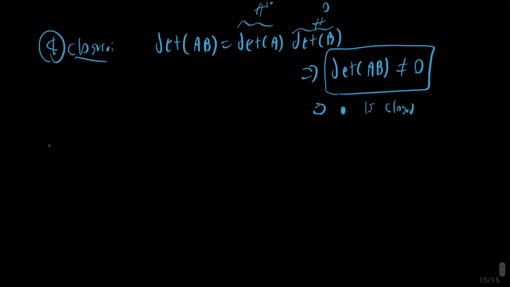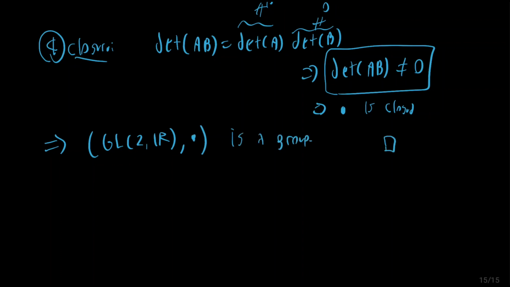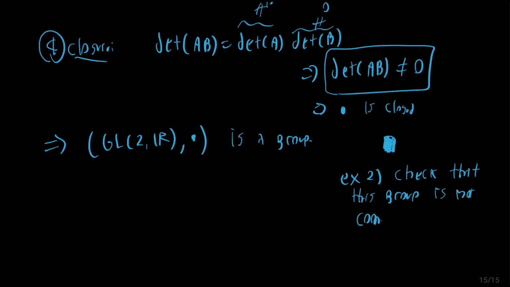And as a consequence of all of this, we have that GL2R, the real general linear group of 2 by 2 matrices, under matrix multiplication is a group. However, notice that it is not an abelian group. In fact, in general, matrix multiplication is not commutative, and I'll leave it as an exercise to check that this group is not commutative. You can just pick a counterexample to commutativity, and it's pretty simple to find.